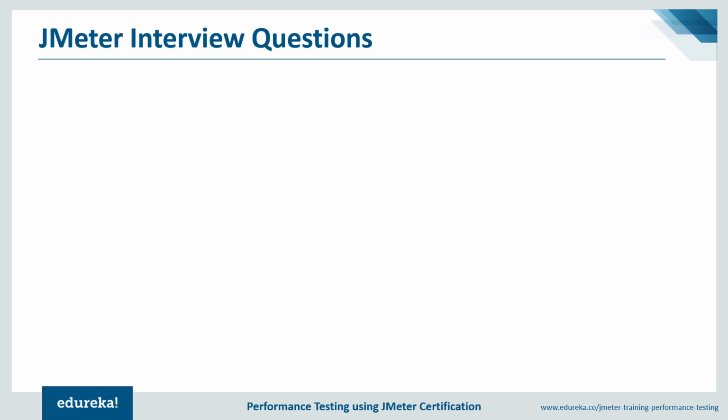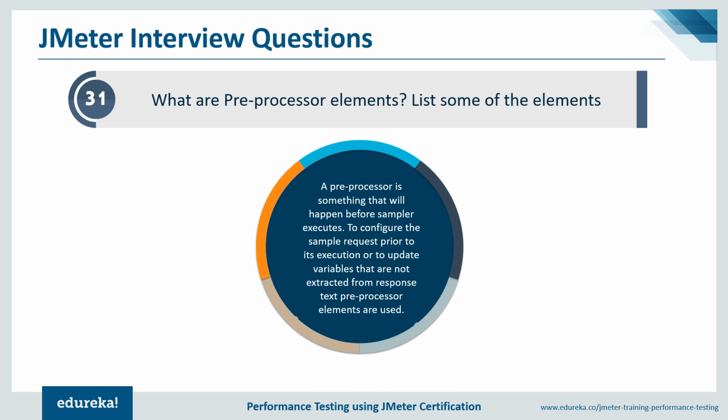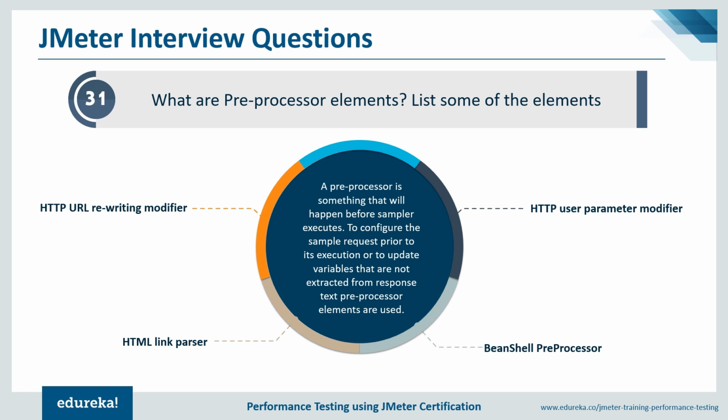Now moving on, the next question is, what are preprocessor elements? List some of those elements. A preprocessor is something that will happen before the sampler executes. In order to configure the sampler request prior to its execution, or to update variables that are not extracted from response text, preprocessor elements are used. Some of the elements include the HTTP URL rewriting modifier, the HTTP user parameter, the HTML link parser and also the BeanShell preprocessor.